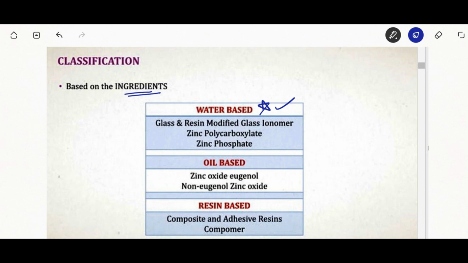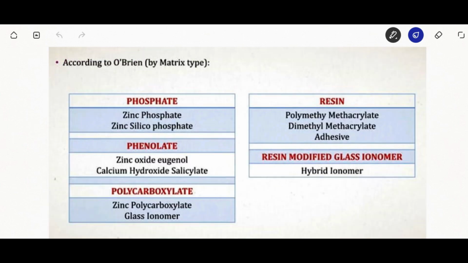Whereas the oil based cements, the examples are zinc oxide eugenol and non-zinc oxide eugenol. The resin based cements are composite and adhesive resin or compomer cements. We can divide the cement by the matrix type. The classification was given by O'Brien. So this is the classification as seen in the diagram.